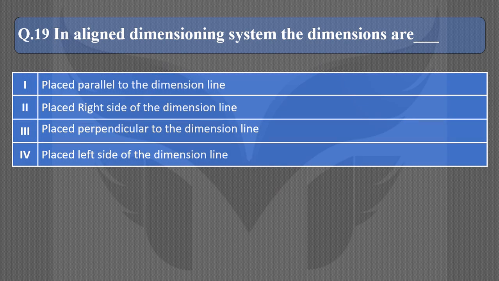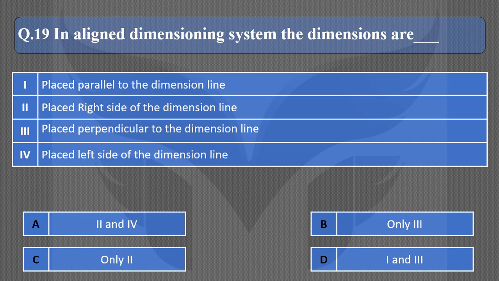In the aligned dimension system, the dimensions are: first, placed parallel to the dimension line. Second, placed on the right side of the dimension line. Third, placed perpendicular to the dimension line. And fourth, placed on the left side of the dimension line. And here only the third statement is correct. That is, placed perpendicular to the dimension line. And so the correct option is B.